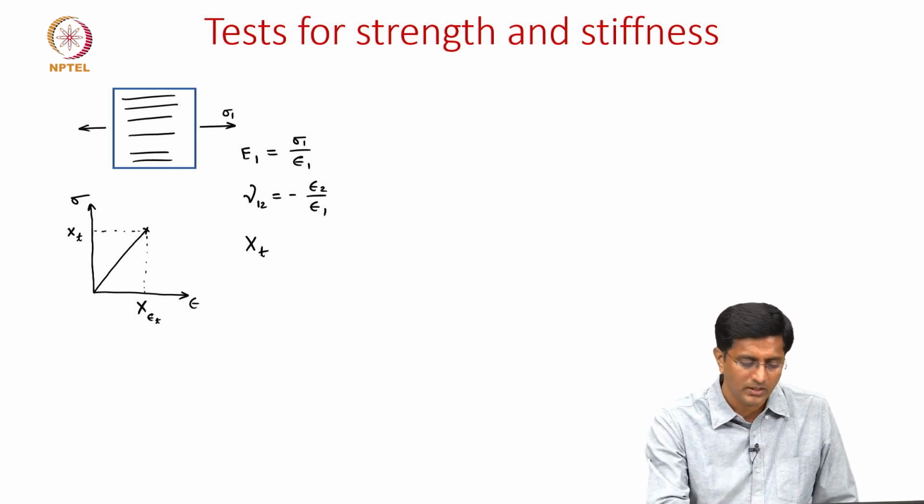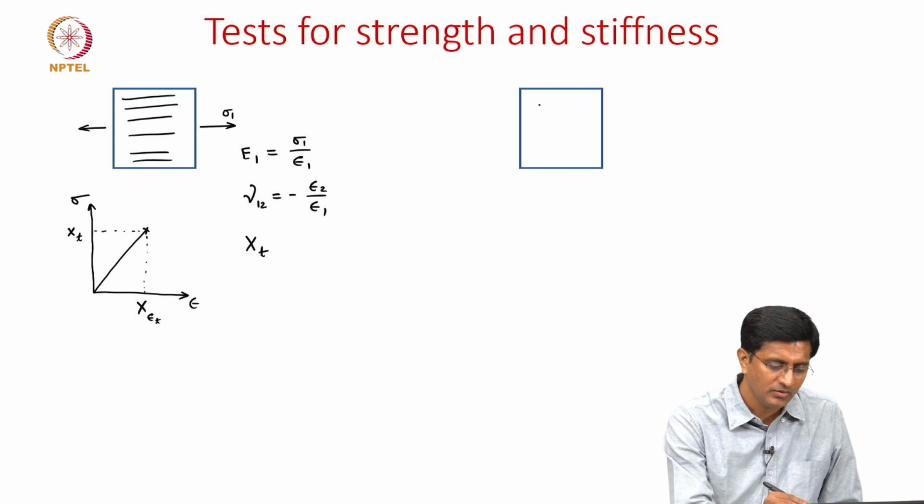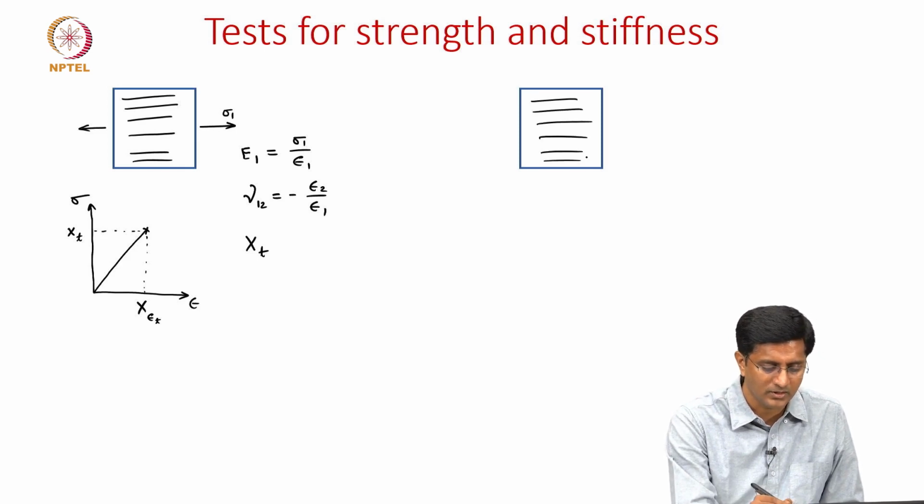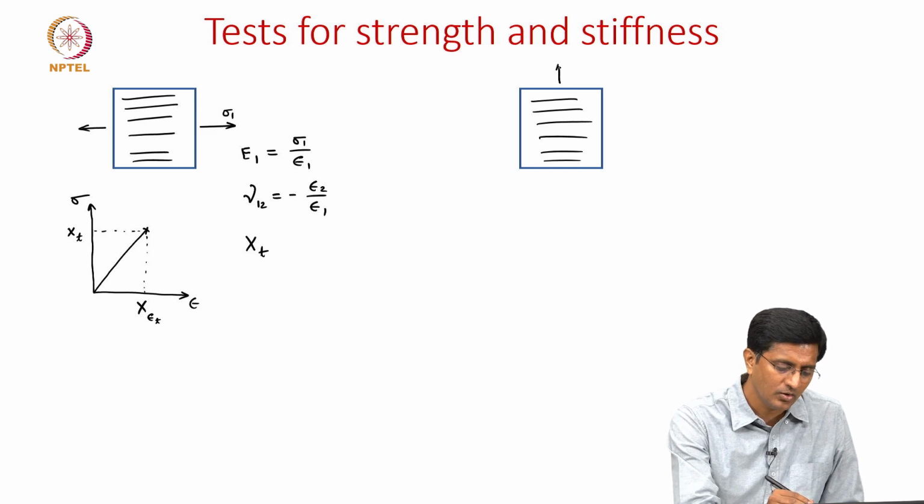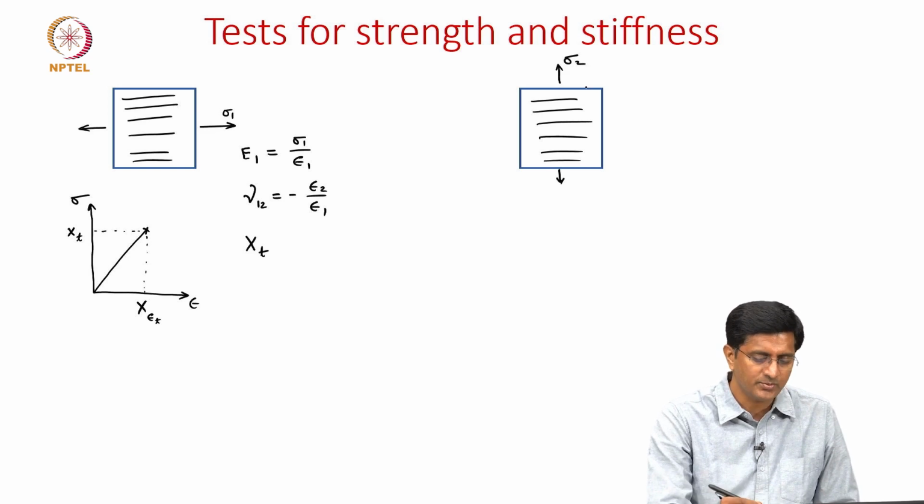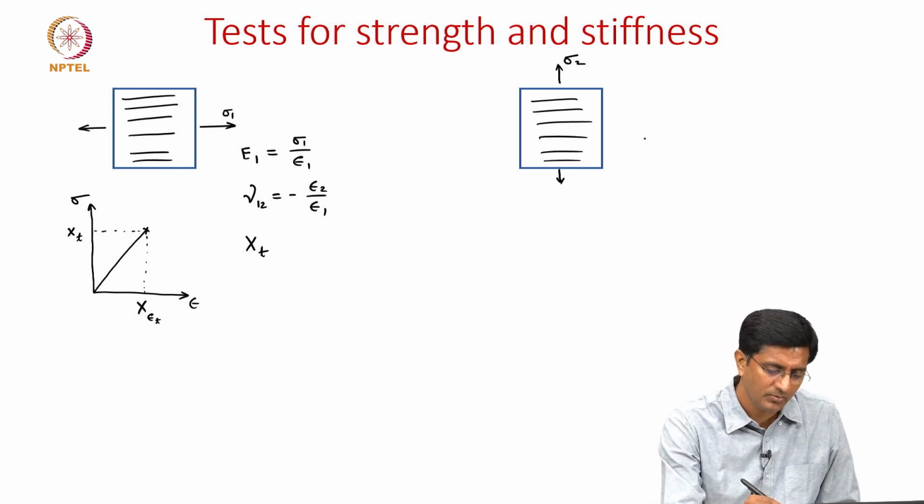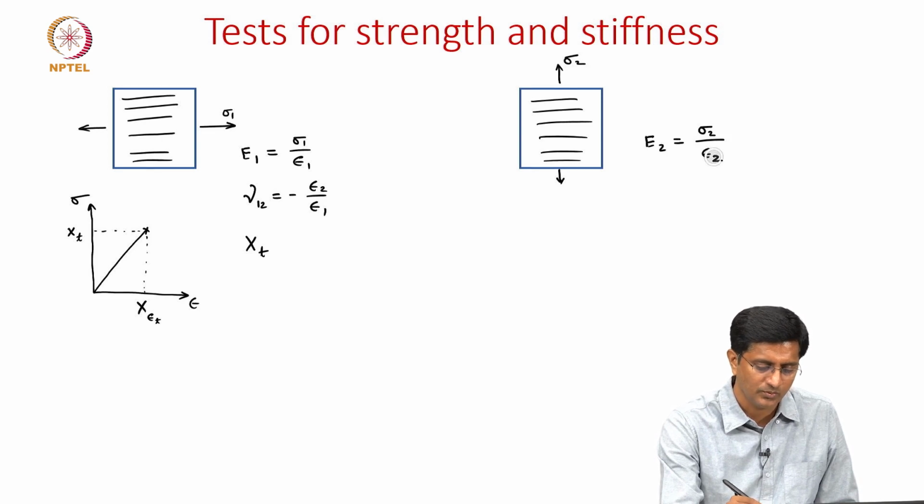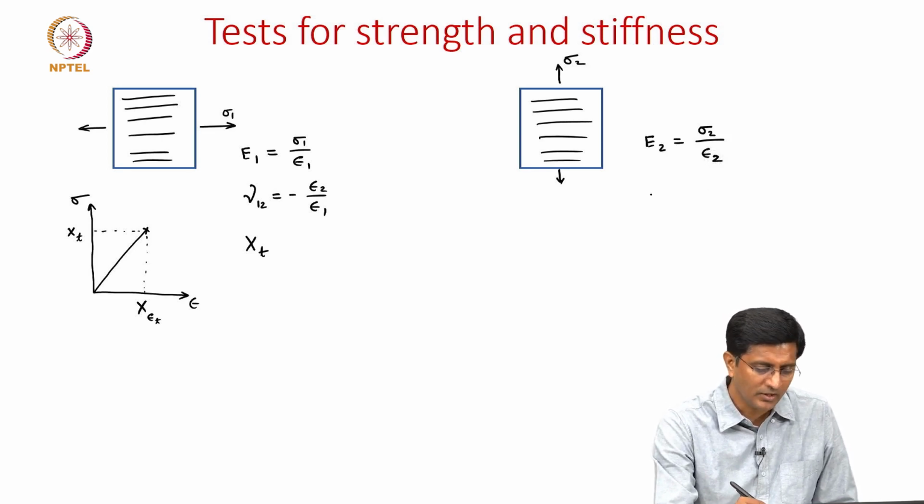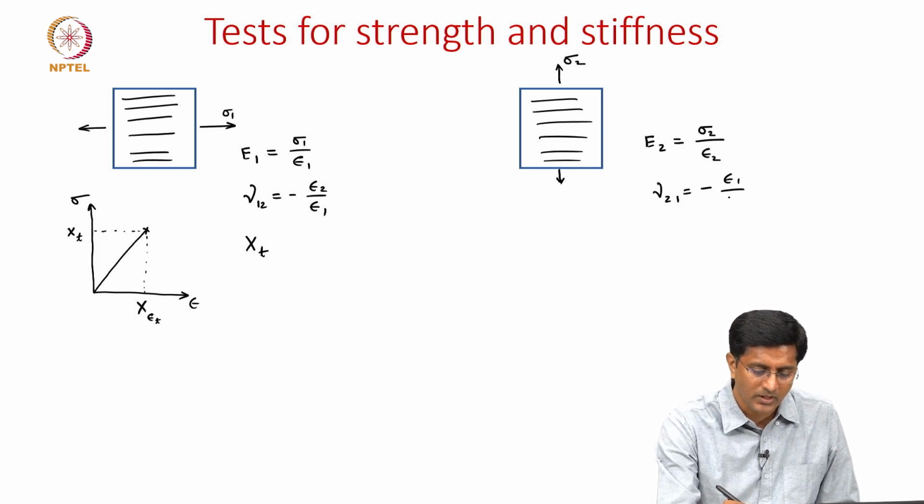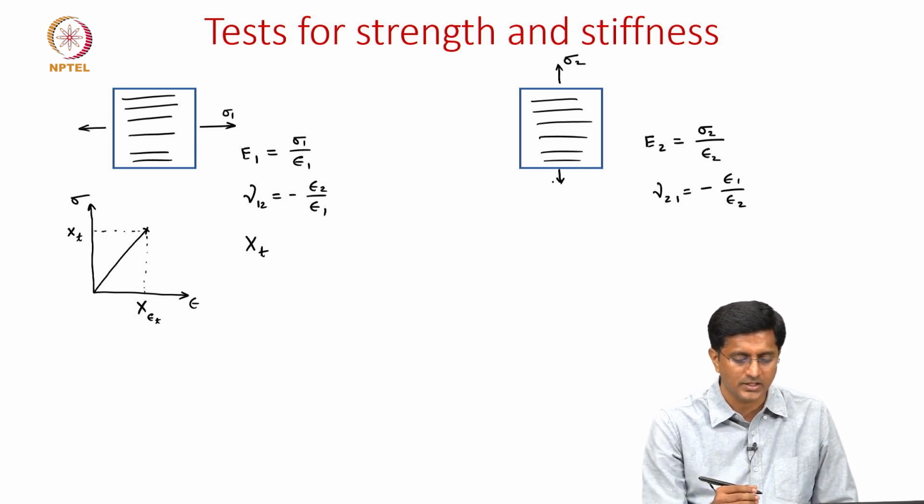Similarly, we can do another experiment with the same material where the fibers are in the x direction. Now we can apply the load in the perpendicular direction. Let's say this is sigma 2. From this experiment, what are the things we can find? We should be able to find E2. E2 is simply sigma 2 by the strain in that direction, which is epsilon 2. And then we can also find the Poisson ratio nu21, which is given as epsilon 1 by epsilon 2 when we are loading it in the second direction.